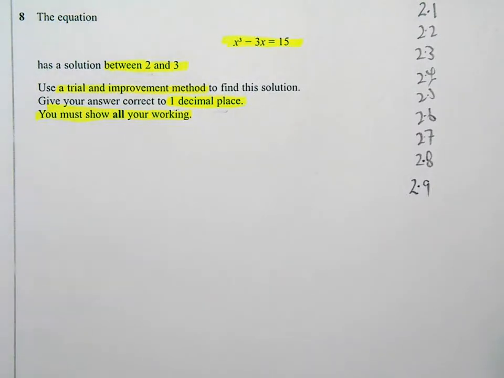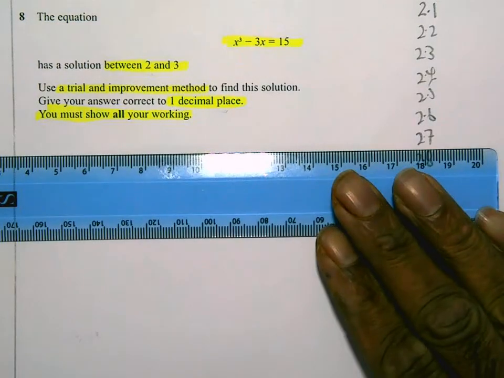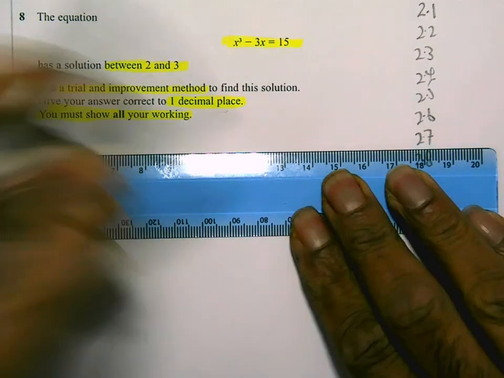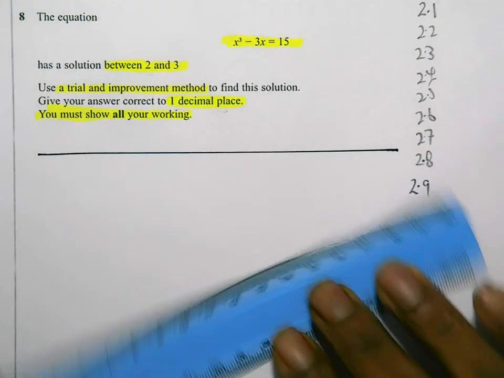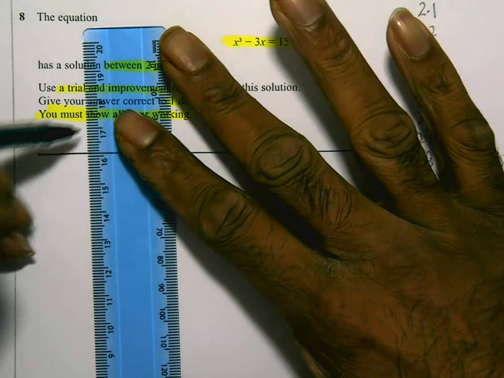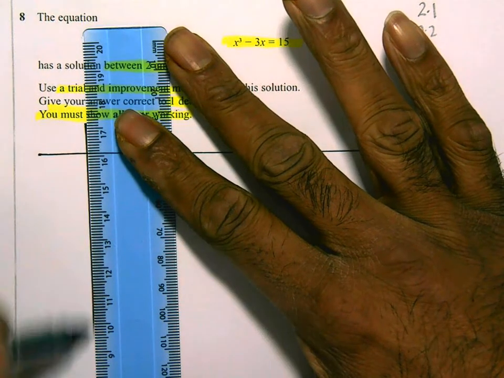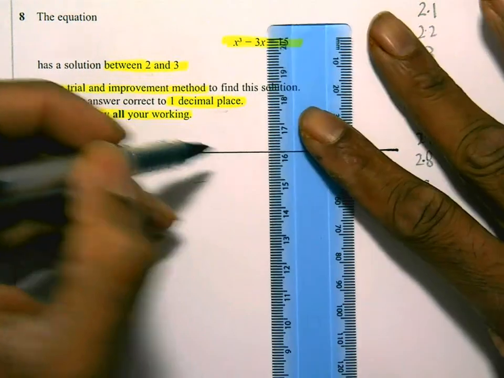Now, whenever you do a trial and improvement question, you have to produce a table, right, to organize your work in. This is the best and most efficient way to guarantee that you get full marks in a question like this. You lay out all your workings and your answers, and you get success in this question.